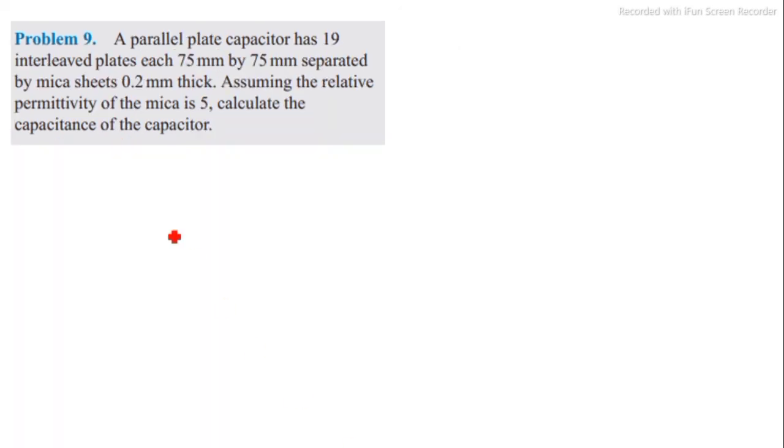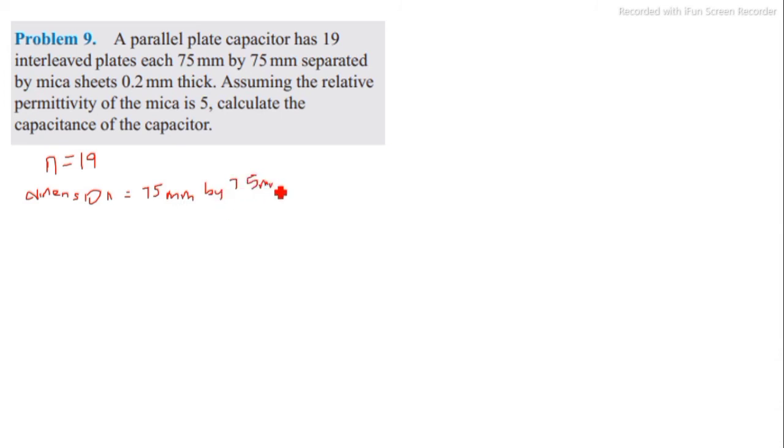So let's move to example 9. A parallel plate capacitor has 19 interleaved plates. So that means the number of plates is 19, each 75 mm by 75 mm. So the number of plates is 19, and the dimension of the plate is 75 mm by 75 mm. So we can know the area of the plate with this.